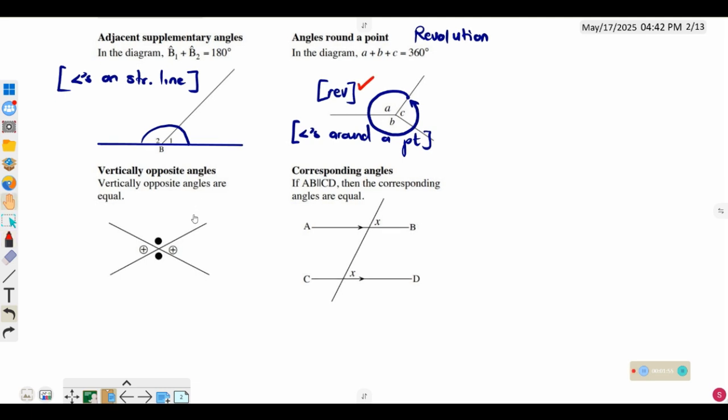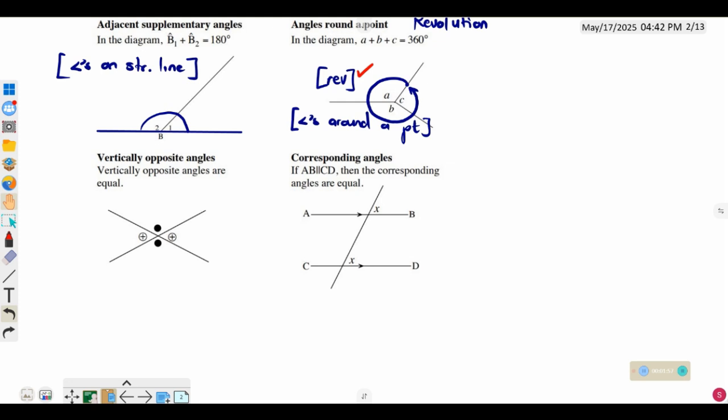Okay, then let's remember vertically opposite angles. If we have two lines intersecting each other like that, the angles that are vertically opposite to each other are equal, which means this and that are both equal, and also these two should be equal to each other, right?